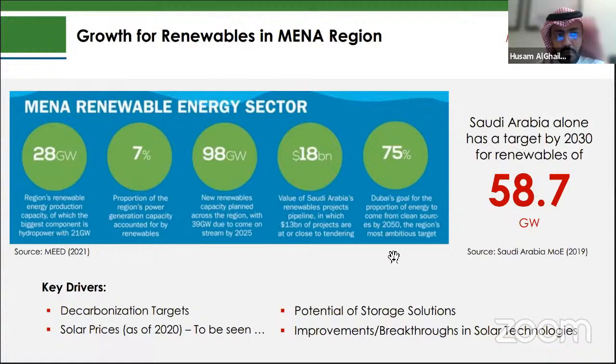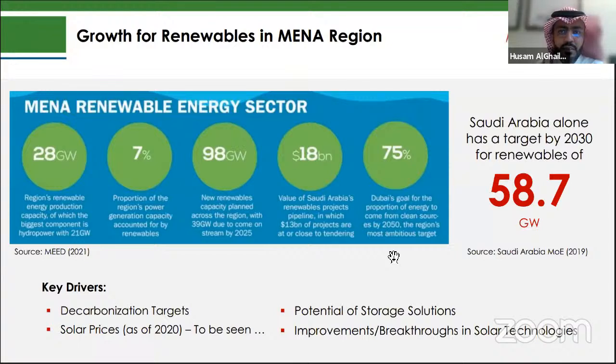Now, I think, and we believe, that with more discussion on climate change and more discussion on decarbonization, that will really contribute to the potential of renewables in the MENA region. So for us, we think that the decarbonization targets will be a key driver for that trend to continue and move on. The solar prices over the last few years, up until 2020, we have been also carefully observing the changes in the course of 2020 and in 2021.